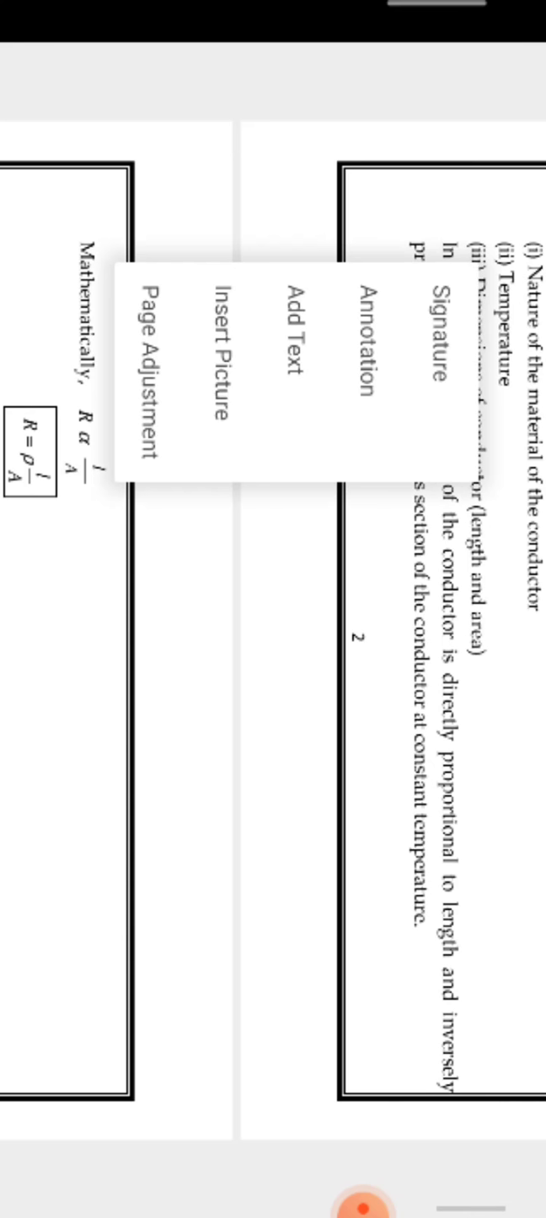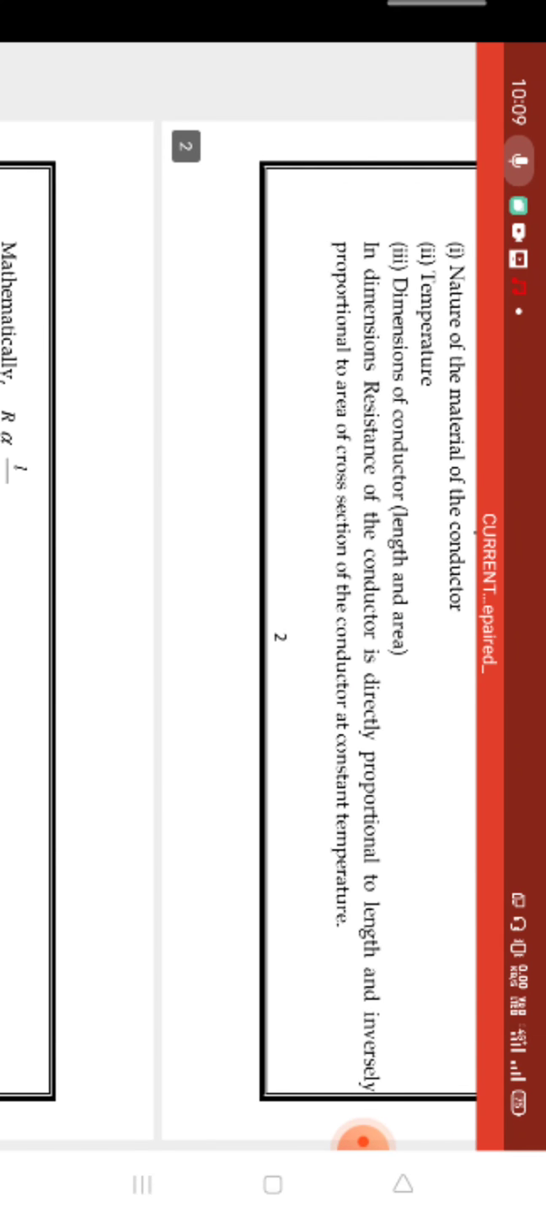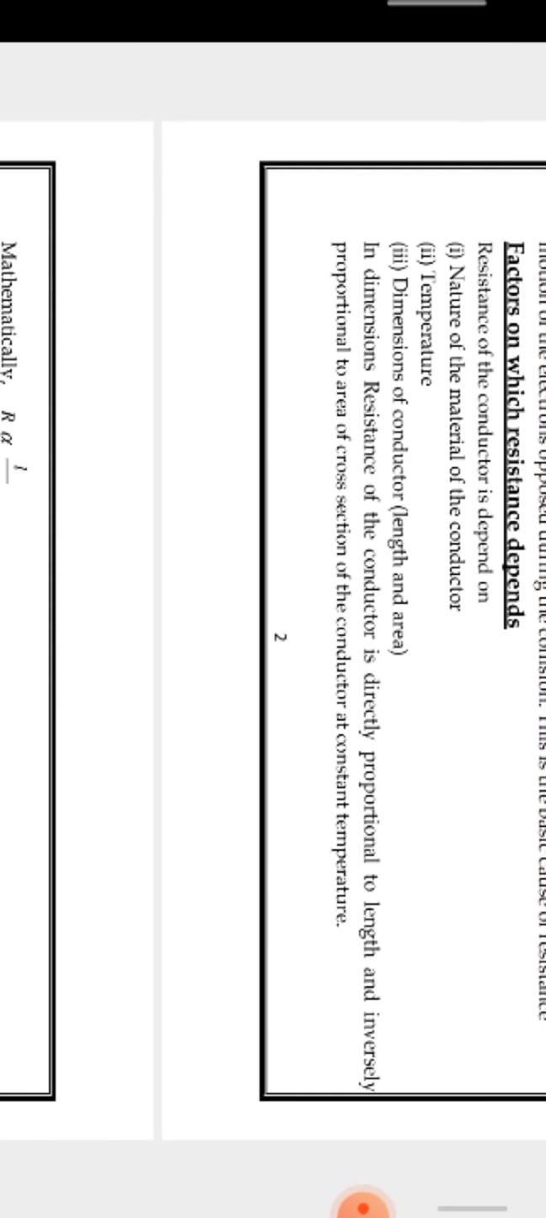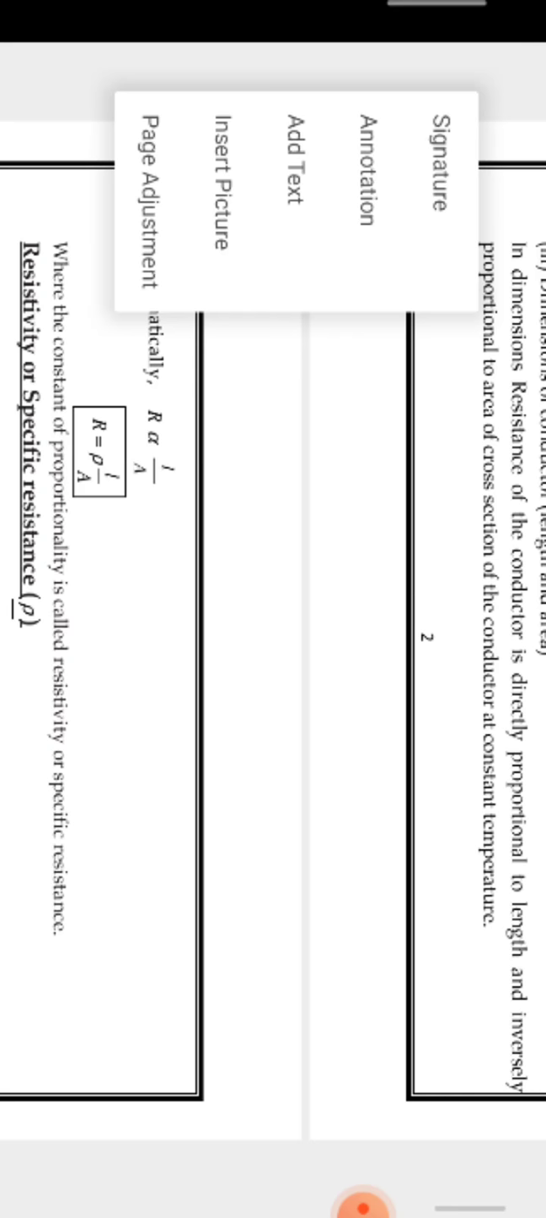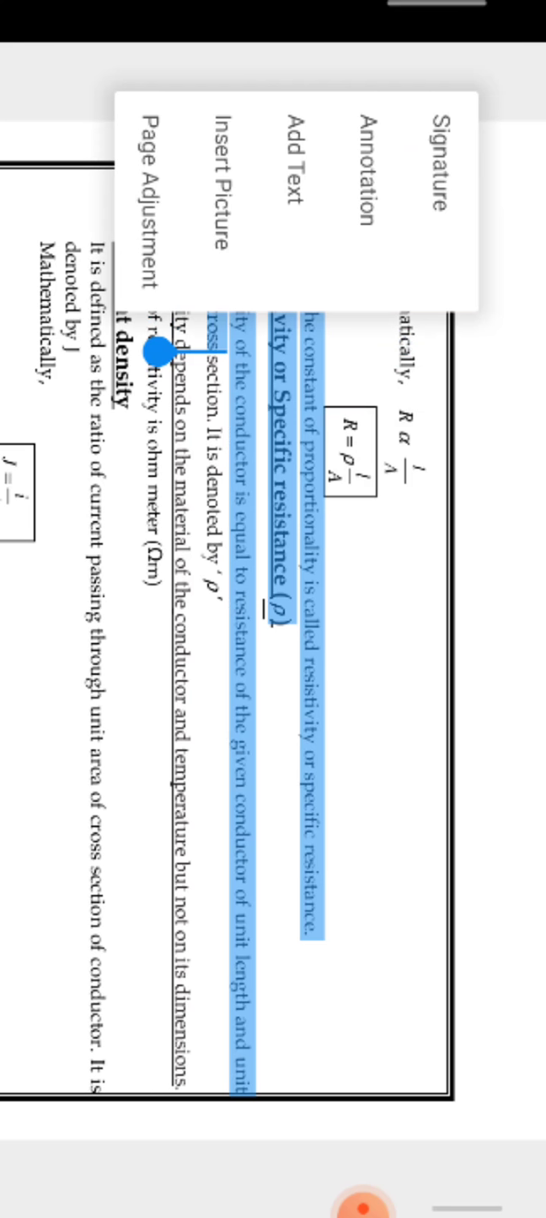Next, the third point you are observing here, dimensions. Dimensions means length and area. These two are the dimensions. On this also the resistance of the conductor depends. How? The resistance of the conductor is related to the length and area. Resistance is directly proportional to the length of the conductor and inversely proportional to the area of cross section.